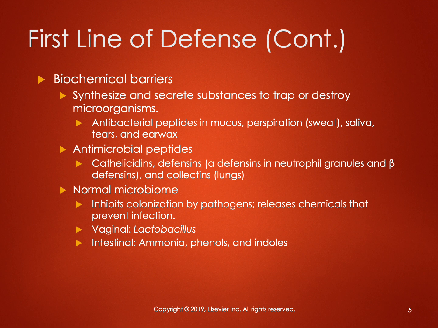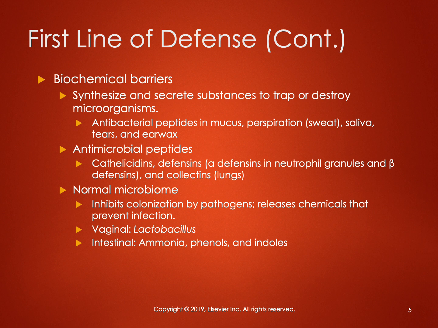So now that we've talked about physical and mechanical barriers, I would like to take some time and talk about biochemical barriers. When you're thinking about biochemical barriers in the immune system, I want you to think about three biochemical mechanisms. The first one is the ability of the body to synthesize and secrete substances to trap and destroy microorganisms. The second is the antimicrobial peptides. And the third is the normal microbiome. I am going to give you an example of each one of these.